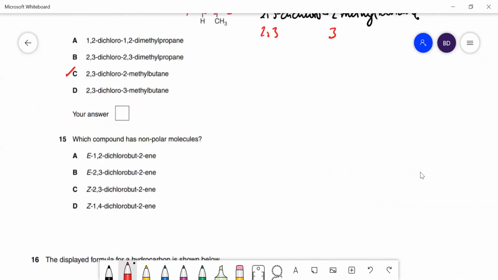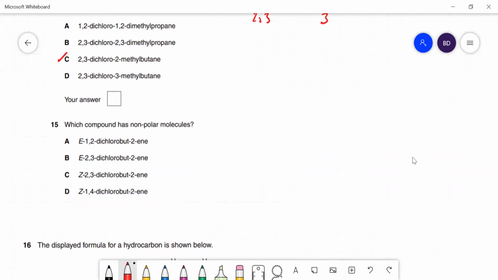Which compound has non-polar molecules? Now, you've got chlorines in there, which is electronegative, a lot more electronegative than carbons. So for these to be non-polar, they've got to be symmetrical. Okay, so dichlorobutene. Let's just draw that. 1,2-dichloro. No, that is not going to be symmetrical. You can see it's not symmetrical, so that's not it. We've got to have the chlorines kind of opposite each other or something.